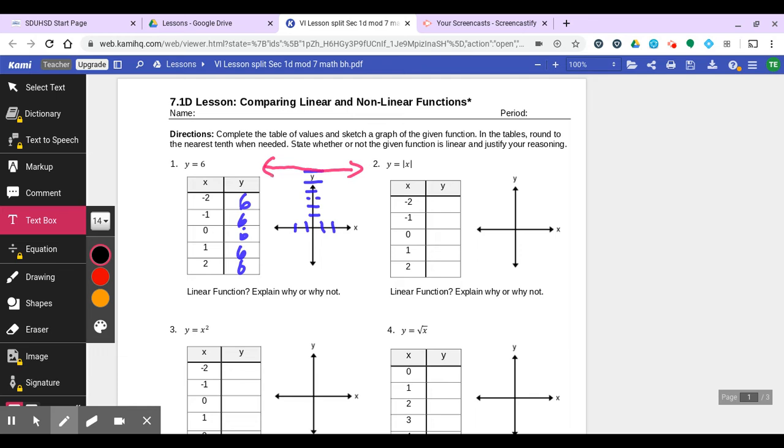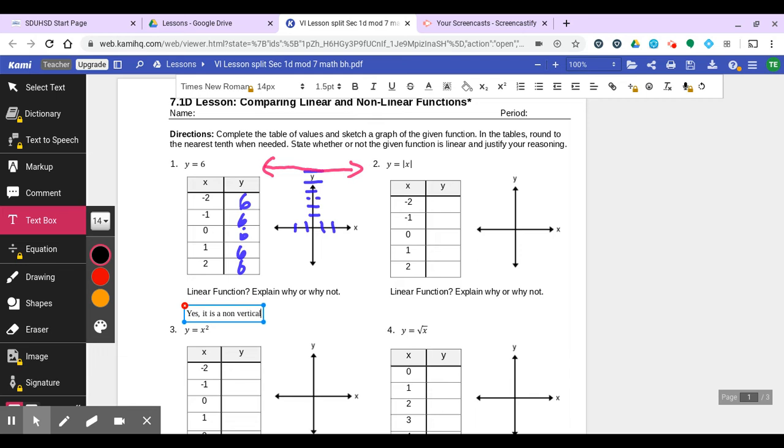So I have a question. Is it a linear function? Well, first of all, is it a line? Yes, this is a line. Is it a function? Does it pass the vertical line test? Every time I draw a vertical line, I should not be able to hit 2 points. So yes, this is a line and it passes the vertical line test. So yes, it is a linear function. It is a non-vertical line, because remember, all lines are functions unless they are vertical.